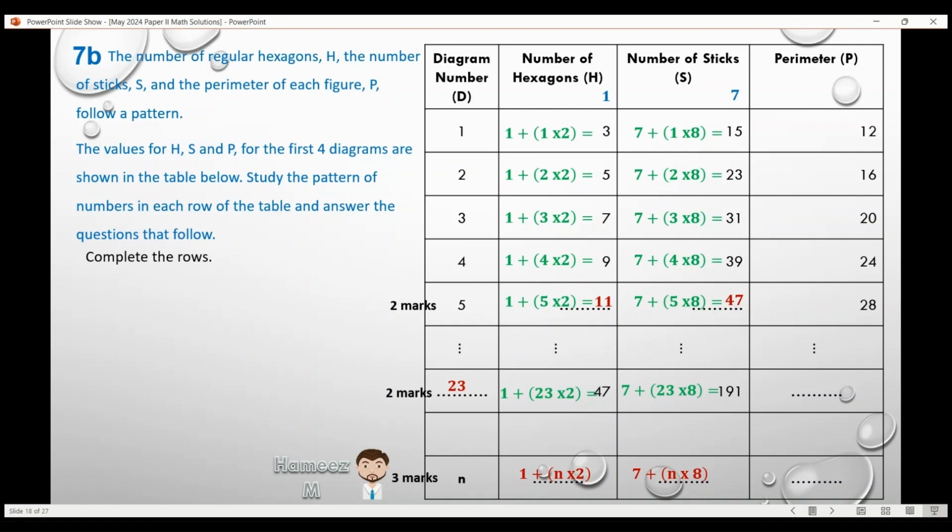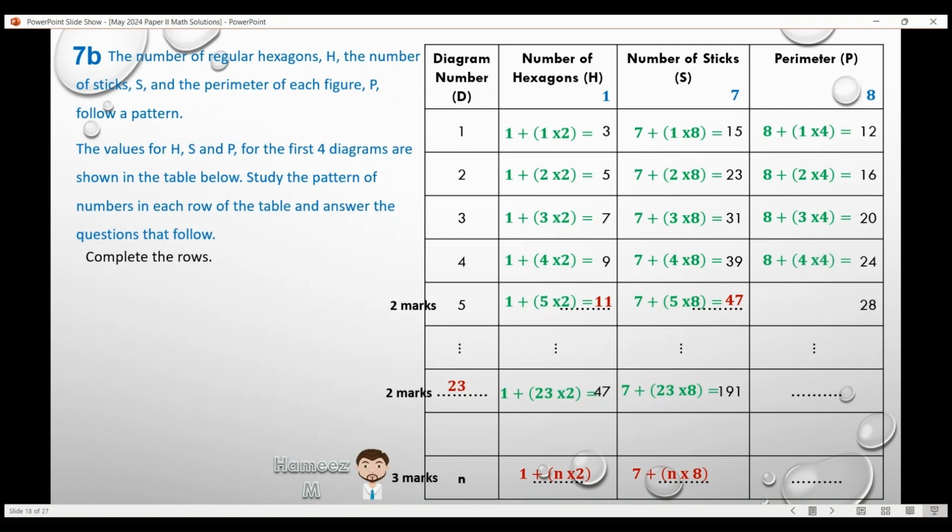We know perimeter is increasing from 12 to 16 to 20, 24, so it keeps increasing by 4. That means if we're working backwards, or we're going upwards, we're subtracting 4. 28 take away 4, 24, 24 take away 4, 20, 20 take away 4, 16, 16 take away 4, 12, 12 take away 4, 8. So for diagram number 1, it'll be 8 plus 1 set of 4. And then for the second diagram, 8 plus 2 sets of 4, 8 plus 3 sets of 4, 8 plus 4 sets of 4s.